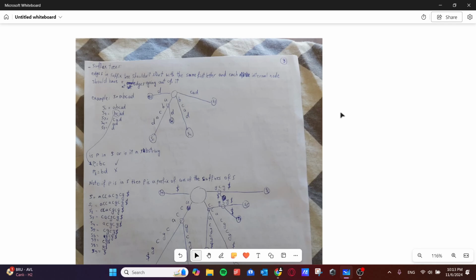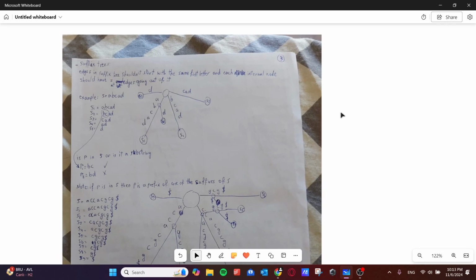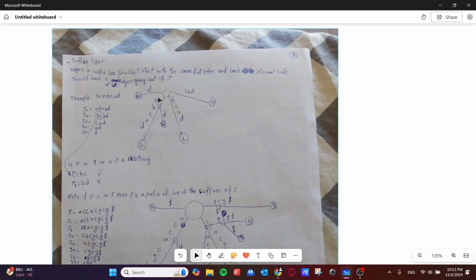So let's go for the suffix trees. Suffix trees is easy, don't worry. It's easier than the multiple sequence alignment. So suffix trees, yes, we have to start. The edges in suffix trees, not all the edges by the way, only the ones that are starting from the root, shouldn't start with the same first character or letter. And each internal node should have at least two edges going out of it.